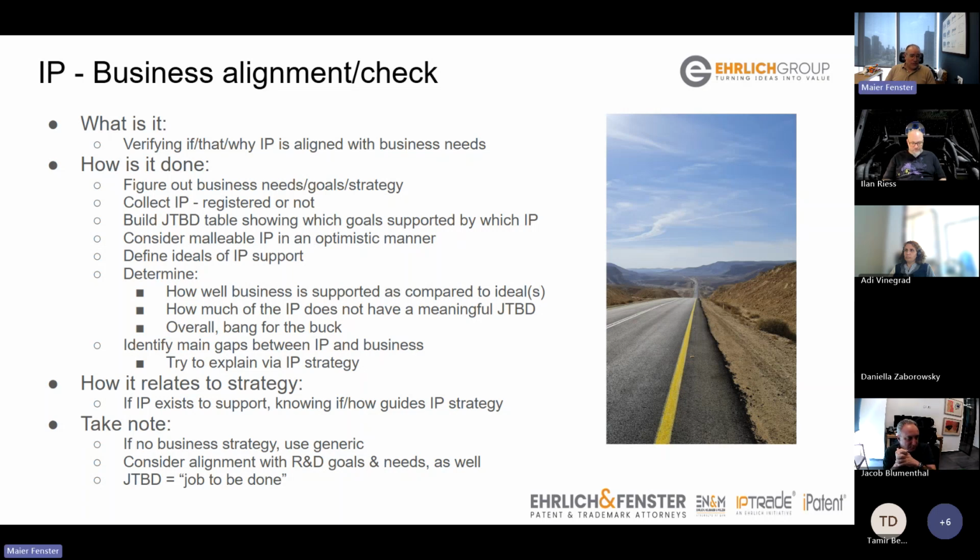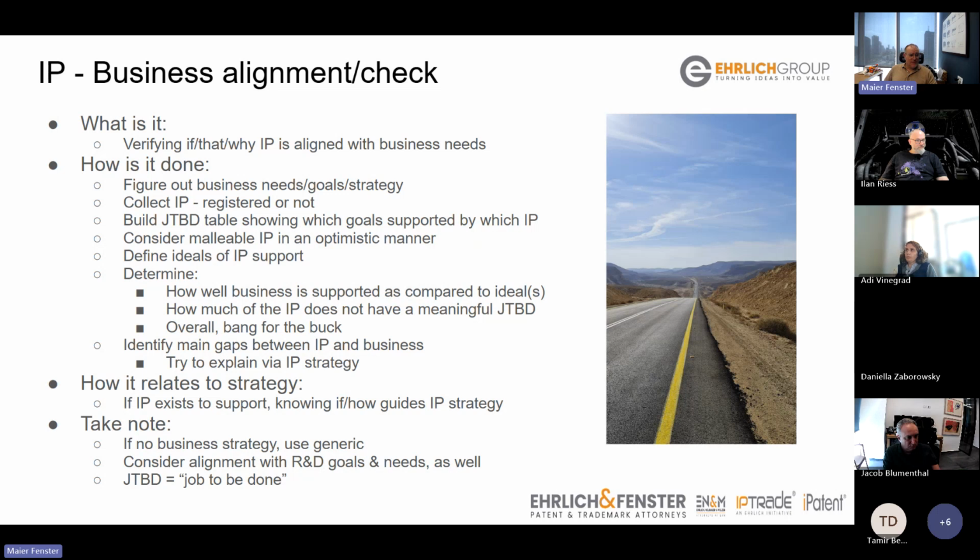How do you do it? Well, first, we do what we said before. We figure out the business needs, goal, strategy. Then, again, we talked about it before, we collect what IP we have. Then, for example, we build a job to be done table which shows which goals are supported by which IP.